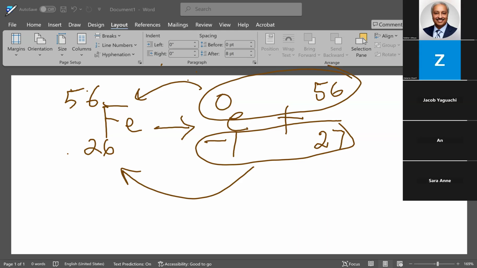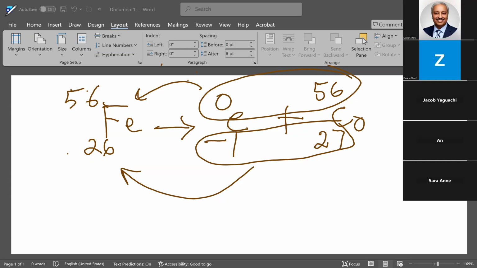So what is the element with 27? It comes after iron. What's the element? Cobalt, Co. Correct. So cobalt has atomic number 27. That's very important to know, the atomic number, because that will give us the element, and atomic mass 56. You get the idea?